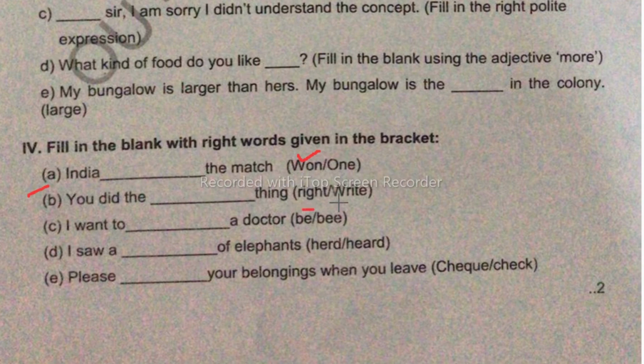You did the dash thing: right thing or write thing. Write means to write something, and right means doing the correct thing. You should do the correct thing. So this right is your correct answer. You did the right thing, meaning the correct thing.